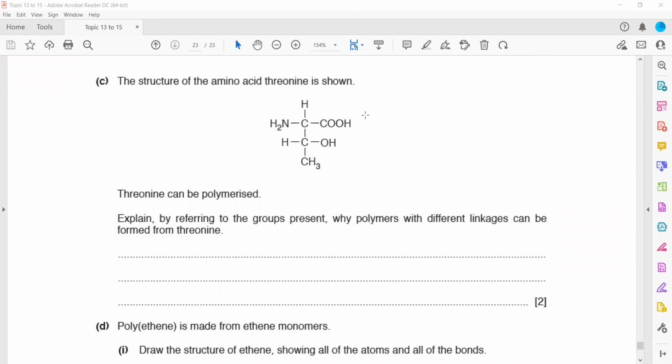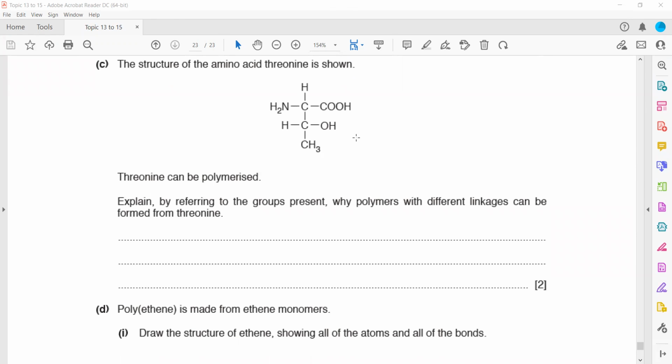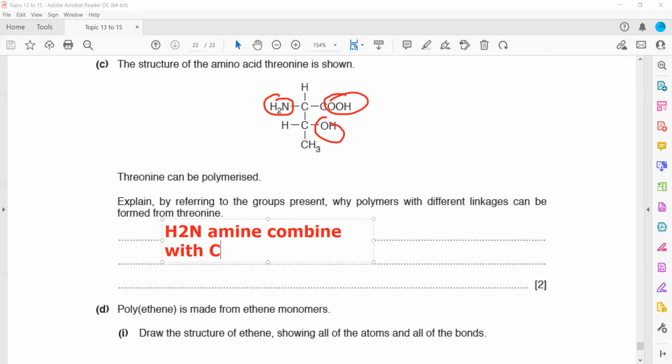Then the structure of an amino acid is shown. Explain, by referring to the groups present, why polymers with different linkages can be formed. Why can polymers with different linkages be formed? Because it contains an amine on one side and a carboxylic acid group. So three different links are possible. If the amine, the H2N group, combines with the COOH, the acid group, it will form an amide linkage.